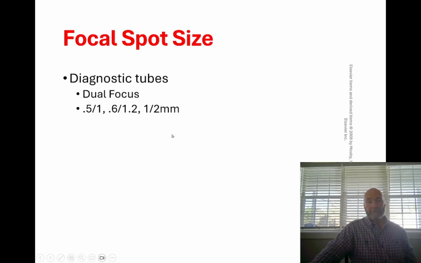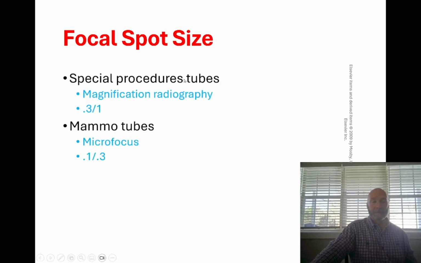So special procedures, because in special procedures in cardiac catheterization, we're looking for blood vessels with contrast in them, and some of them are very small. We need smaller focal spot sizes. What the smaller focal spot size gives us is a sharper image. So it brings up spatial resolution, it makes a sharper image. So we need that in special procedures.